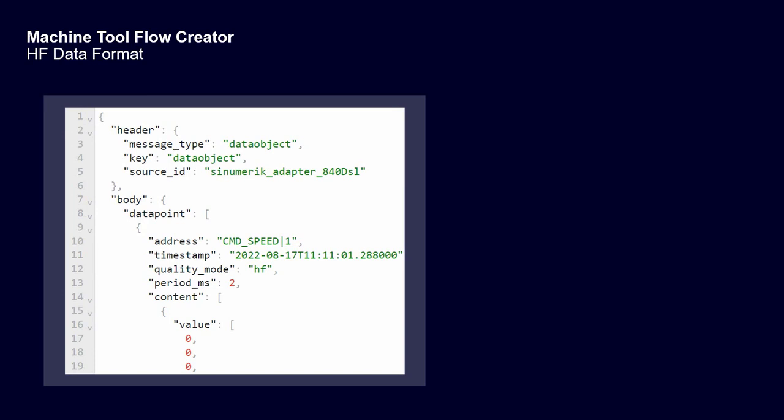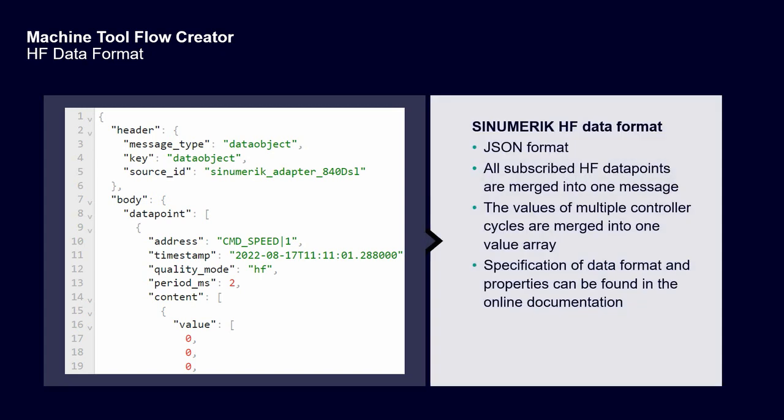data. The data is available in a JSON format, and you have all of the data points in one message, and also each message contains multiple values of each signal because multiple cycles are collected before they are transmitted to the edge. The specification of the data format can be found in the online documentation.